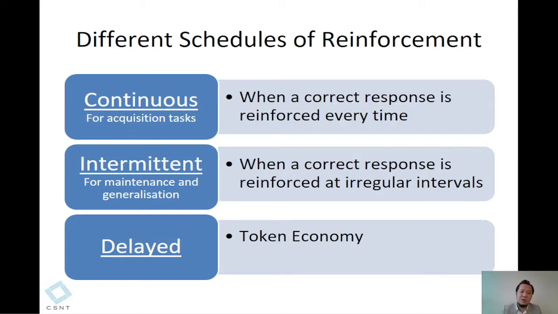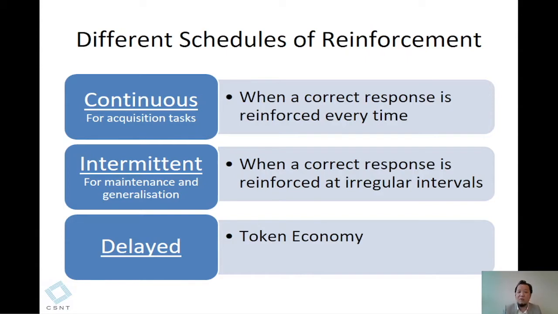And then intermittent, which is mostly for maintenance and generalization, where the correct response is being reinforced at irregular intervals. It is for kids who are at a later stage in training. They've had training for quite some time, so it's less contingent, and they probably have more independence than the early learners. So therefore, we're not reinforcing for every single thing that they've done correct. We may skip a few trials. We may wait a little bit before we fully reinforce them.